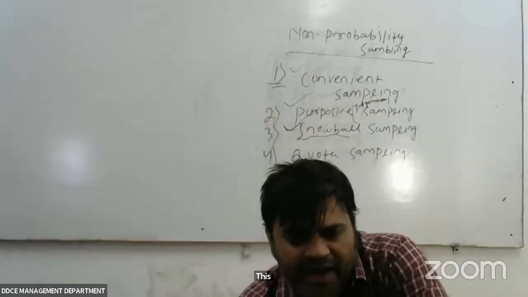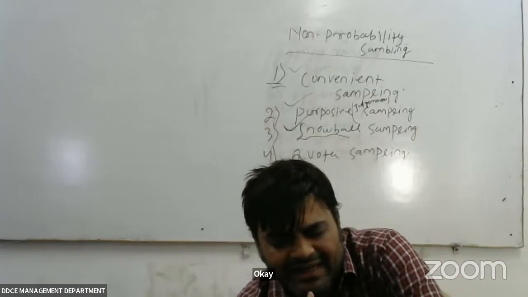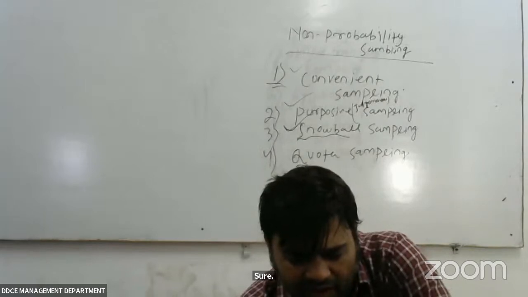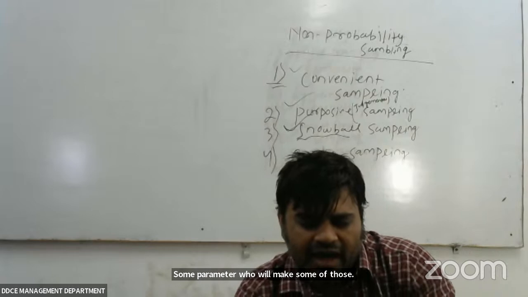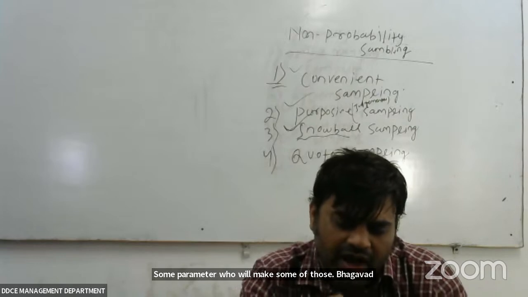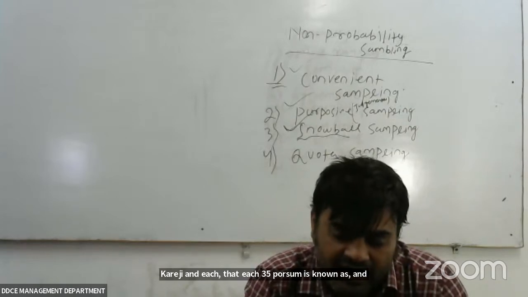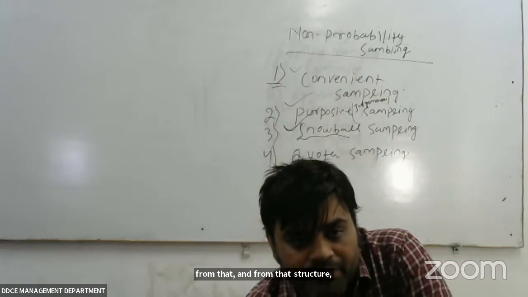Stratified sampling, can you please repeat again? Stratified means again the whole population, what will we do? On the basis of some parameter we will make some stratification. Stratification means we will divide it into parts, and each stratified portion is known as a stratum, and from that stratum we will collect the data with randomness. Do you understand? There will be randomness, no biasness.